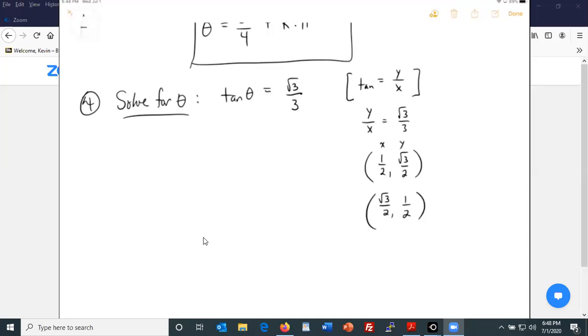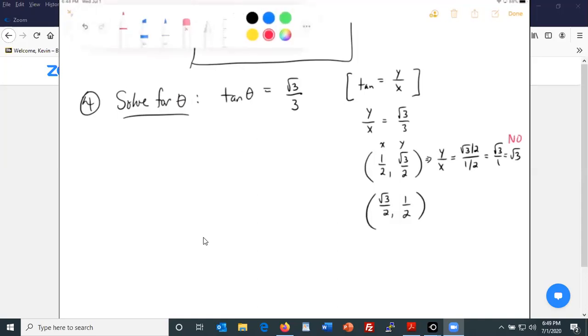So what we want to do is, let's divide them to see which one gives me the square root of 3 over 3. All right? So if I do y over x, I would have the square root of 3 over 2 divided by a half. Now those 2's would cancel. And then you see how it's arranged? It's the square root of 3 over 1, which is the square root of 3. Now, that's not it. It's close, but no cigar.